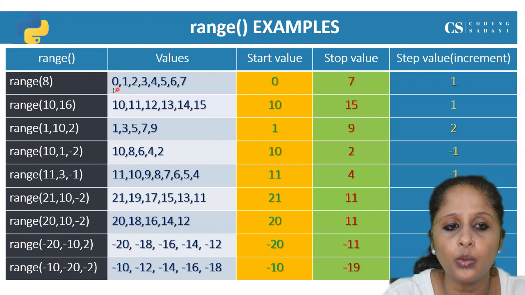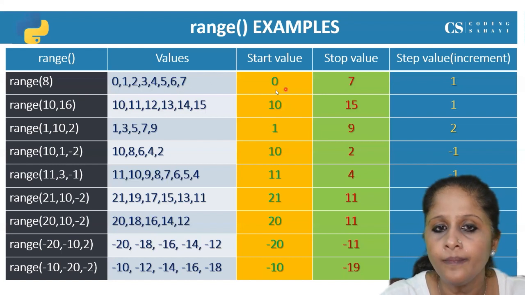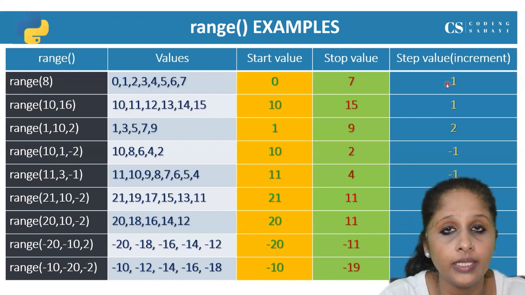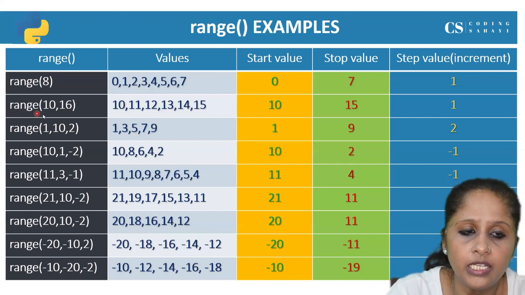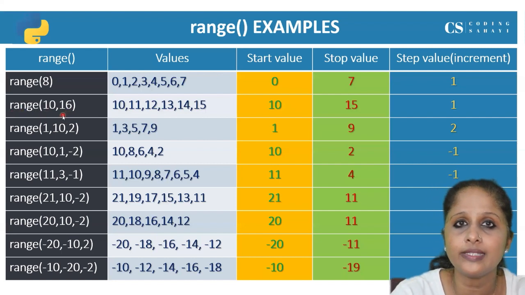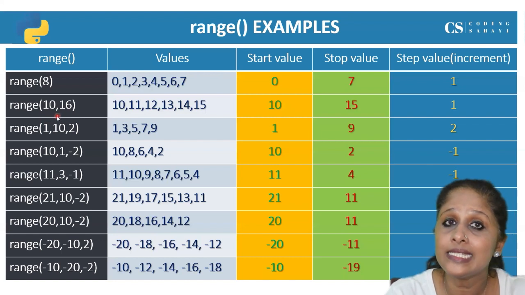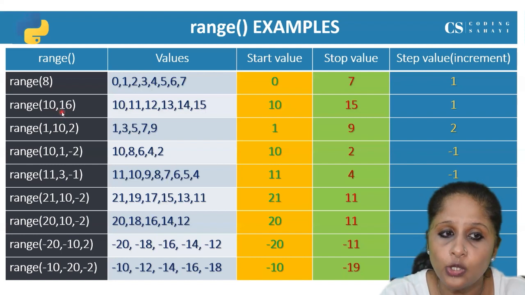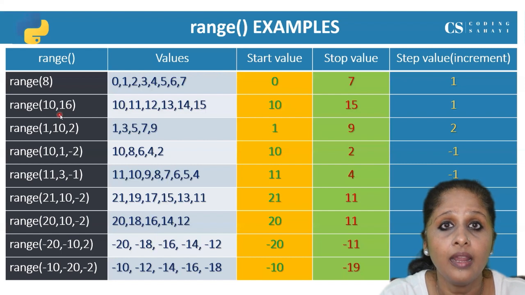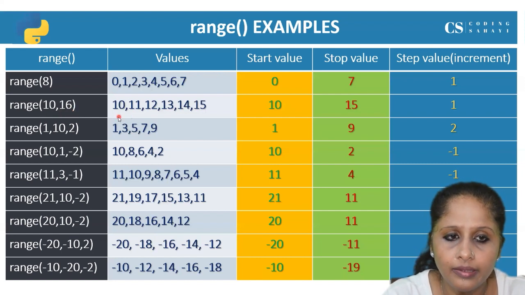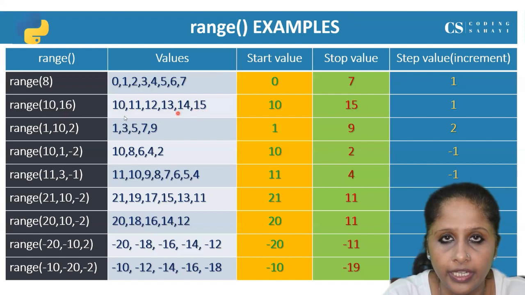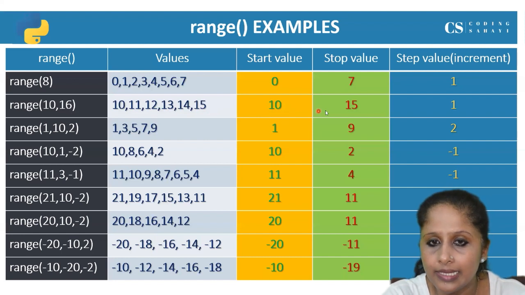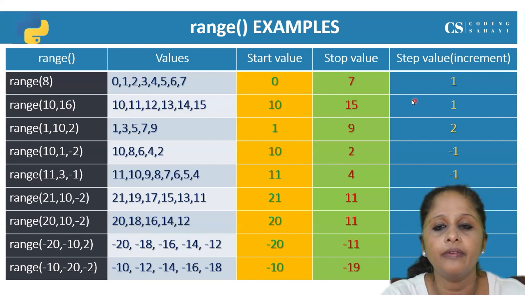So the output for this one is 0 till 7. Okay, so the start value is 0, stop value is 7, and it is incrementing by 1, that is step value is 1. Then coming to the next example, range of 10, 16. So can you say what is the start value? It is 10. What is the step value? It is 1. I haven't specified any step value here. So stop means till where it is executing, till 15. Stop minus 1. So here the output will be like this, 10 to 15: 10, 11, 12, 13, 14, 15. So here I mentioned start value as 10, stop value 15, and the step value 1.